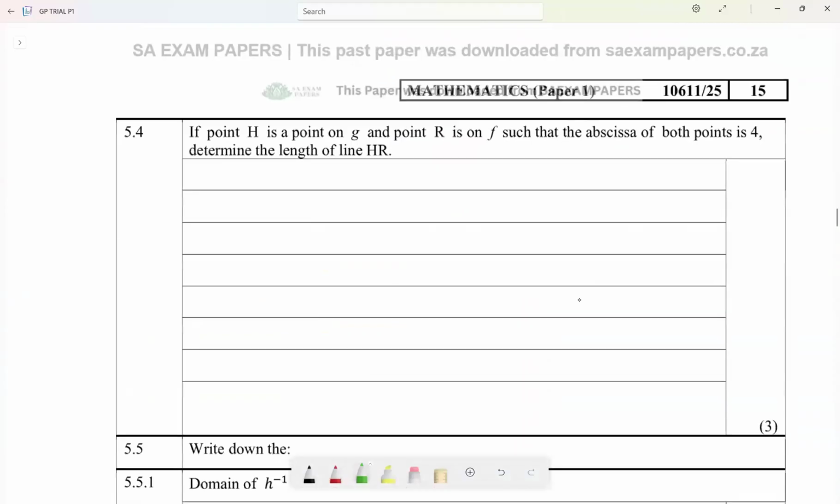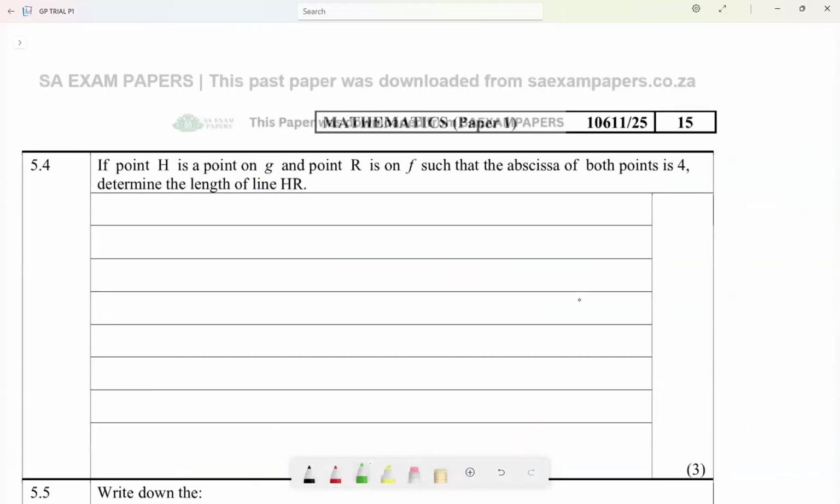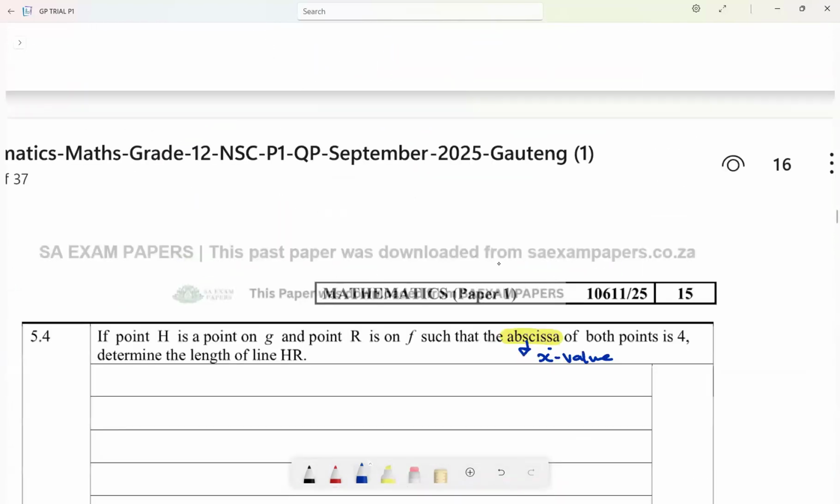5.4. I'm still cruising nicely so far. 5.4, go back to my normal color that I like. If H is a point on G and R is a point on F, such that the abscissa, very bad word they used. Abscissa just refers to the x value. The x value of both points is 4. Determine the length of HR between G and F.